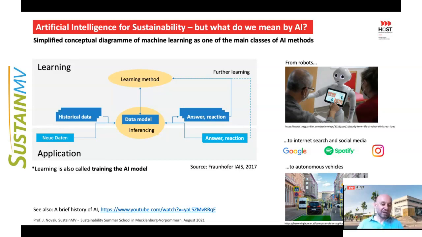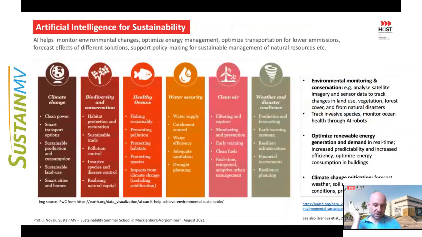Okay, that's basically the idea. So what can AI do in sustainability? There have been recent studies which have tried to analyze where AI can contribute, and the answer is in very many areas, almost in all areas of environmental challenges, AI can provide support.